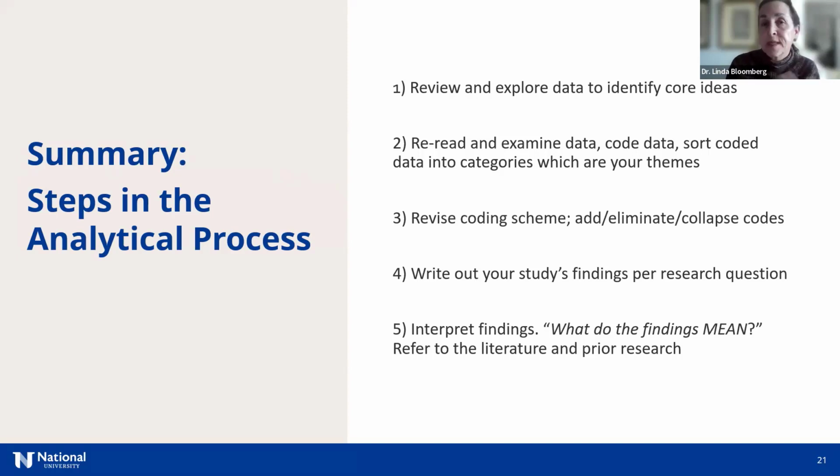So I'm just going to summarize this before we move to the example. And so the summary goes like this. You would review and explore your data to identify core ideas. You reread the data and examine the data multiple times until you're so familiar with it that you can start coding it. You then sort your coded data into categories, which become your themes. You then revise your coding scheme, where you add or eliminate or collapse your codes.